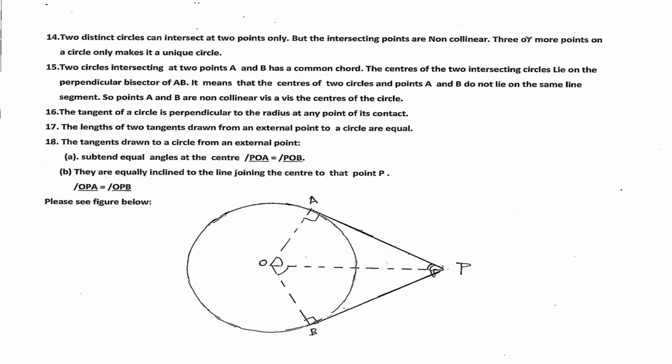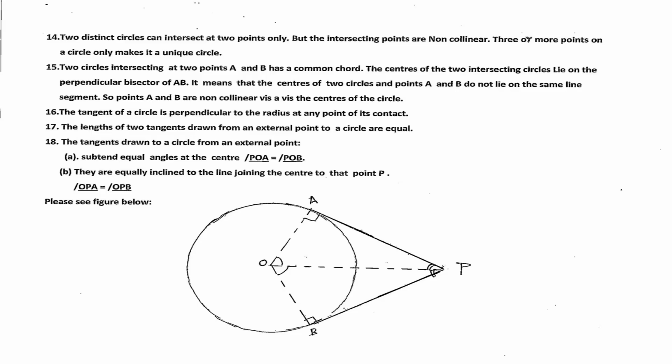14. Two distinct circles can intersect at 2 points only, but the intersecting points are non-collinear. 3 or more points on a circle only make it a unique circle. 15. Two circles intersecting at 2 points A and B have a common chord. The centers of two intersecting circles lie on the perpendicular bisector of AB. It means that the centers of the two circles and the points A and B do not lie on the same line segment, so points A and B, the common chord, are non-collinear vis-a-vis the centers of the circles.